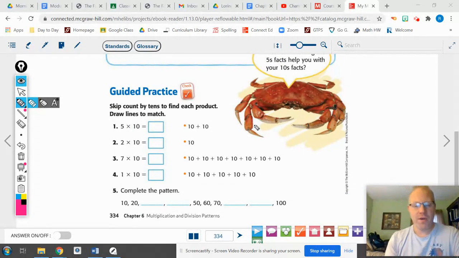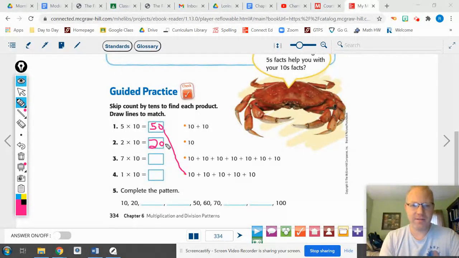Guided practice. So let's go through this as a guided practice. I'm going to be asking questions. I'm looking for you to answer, and then I'll verify your answer by doing it myself. So 5 times 10 equals, say it, 50. And how many tens would you have? 5. So 2 times 10 equals 20.